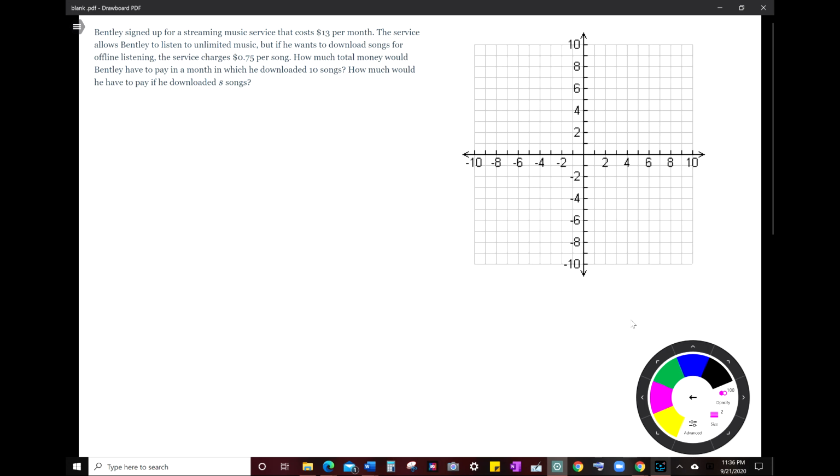Bentley signed up for a streaming music service that costs $13 per month. The service allows Bentley to listen to unlimited music. But if he wants to download songs for offline listening, the service charges 75 cents per song. How much total money would Bentley have to pay in a month in which he downloaded 10 songs? How much would he have to pay if he downloaded S songs? Okay?